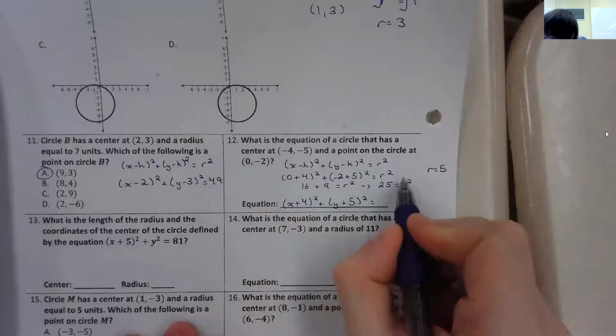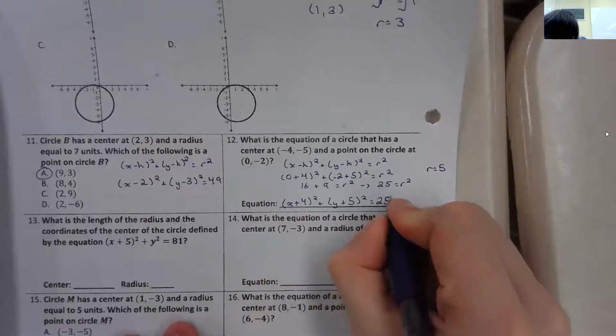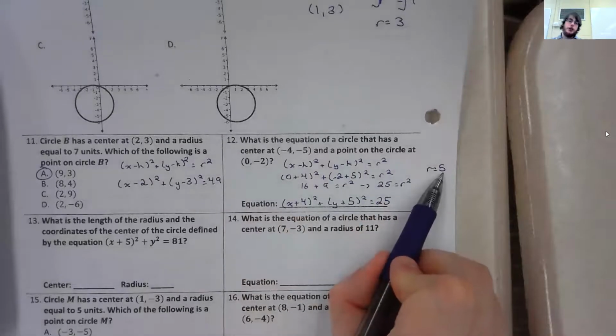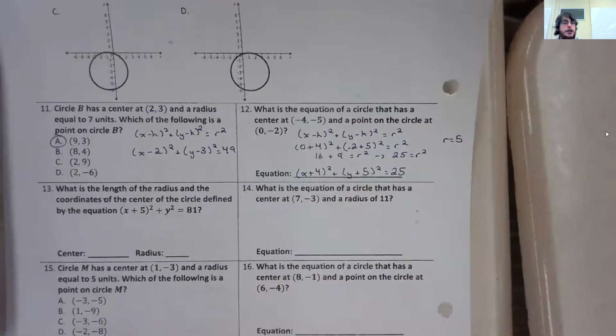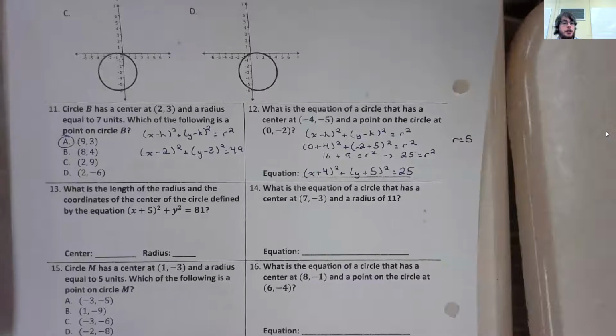And then our r squared value was 25. If you do this, make sure that you square that number. Number 13, what is the length of the radius and the coordinates of the center of the circle defined by the equation x plus 5 squared plus y squared equals 81?